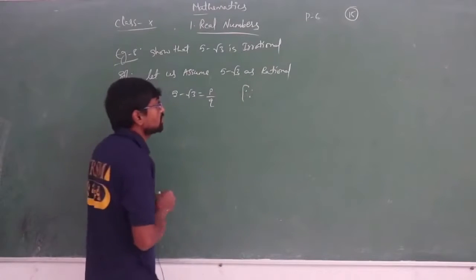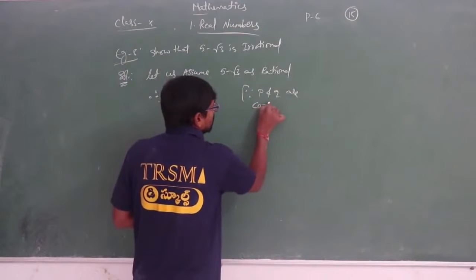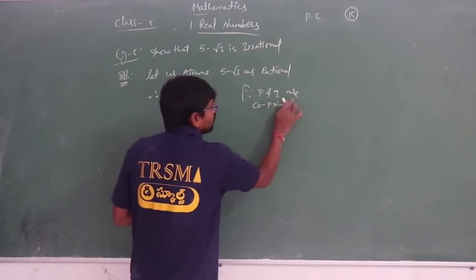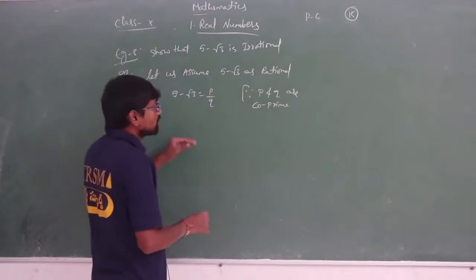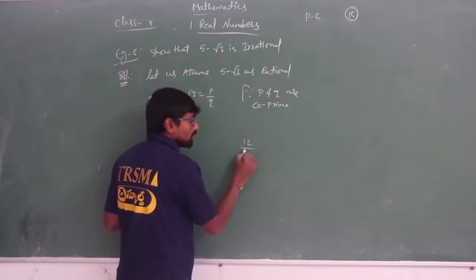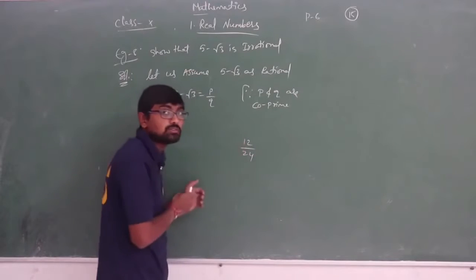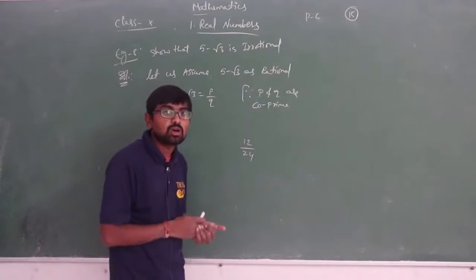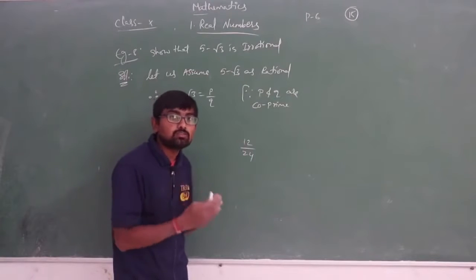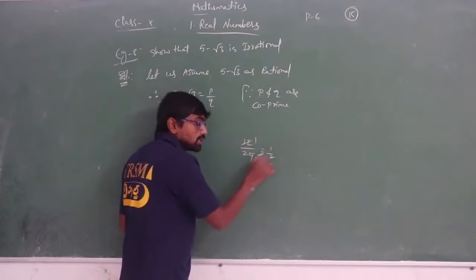Since, as I have told you, P and Q are co-primes. Why? Because whenever we get a number in the form P by Q, like 12 by 24, first I need to check whether both are divisible by any common number. That is, the HCF should be one. Here 12 ones are 12, 12 twos are 24, so I am getting 1 by 2.